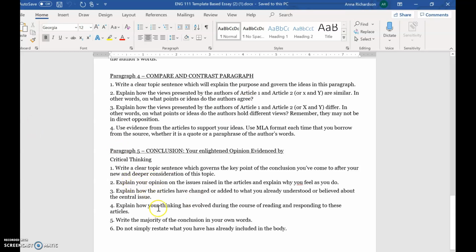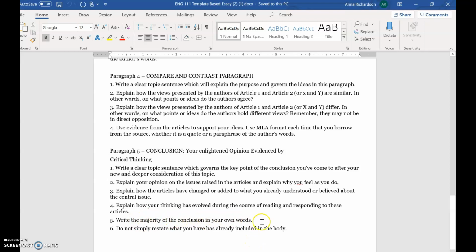Number 2 says, explain your opinion on the issues raised. So what is your opinion, now that you've read these, what is your opinion on industrial farming and why do you feel that way? If the articles have changed or added to what you already knew about industrial farming, you need to tell the reader that. Explain if your thinking changed. Maybe you thought one way when you started reading Walsh, but then after reading Lusk, your thinking changed.